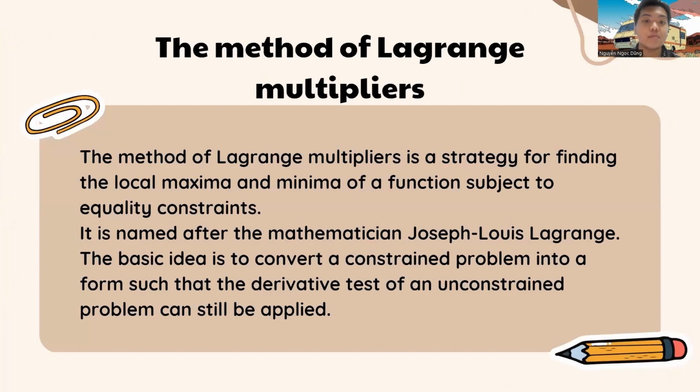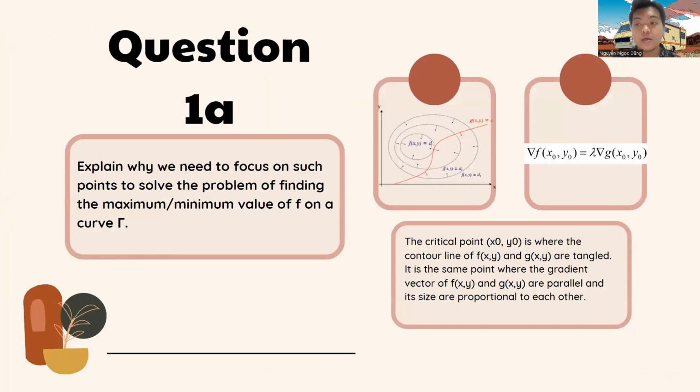So what exactly is the method of Lagrange multipliers? It's a strategy for finding the local maxima and minima of a function subject to equality constraints. It's named after the mathematician Joseph Louis Lagrange. The basic idea is to convert the constrained problem into a form so that the derivative test of an unconstrained problem can still be applied. So here, answering question 1A, you ask what we need to focus on: the points to solve the problem of finding the maximum and minimum value of f on the curve gamma.